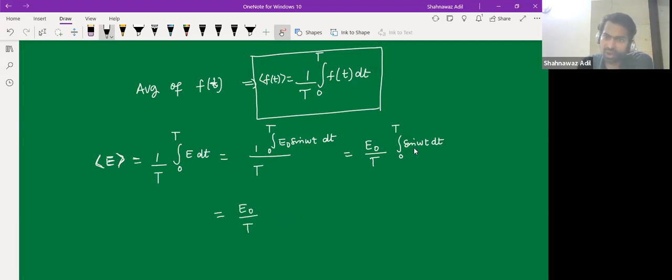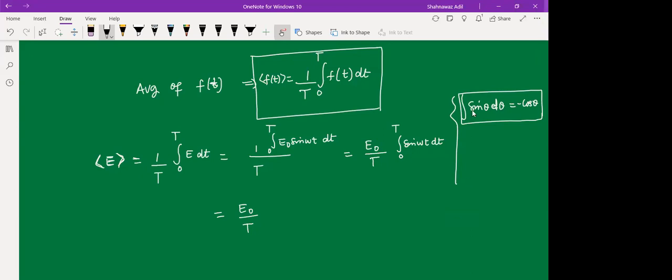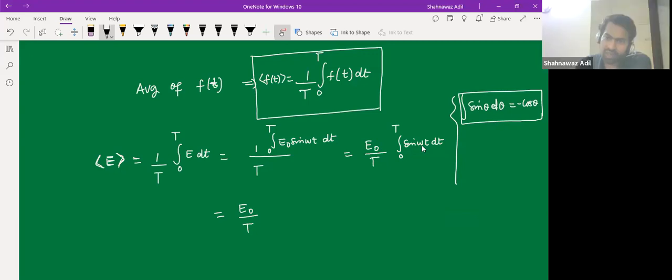And the integration of sine theta is how much? The integration of sine theta is minus of cos theta. Okay, everyone? Understood? Yes, guys, understood? And so in here we have this sine omega t dt, right? We have this multiplication, so let's put omega t equal to theta, right?